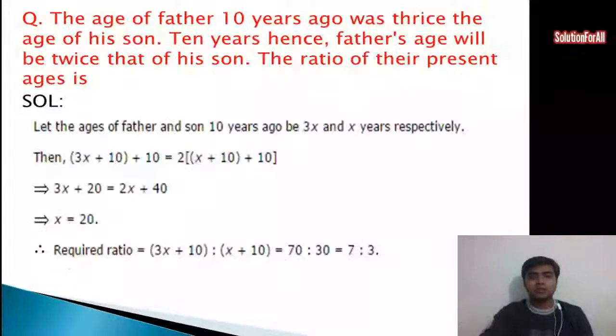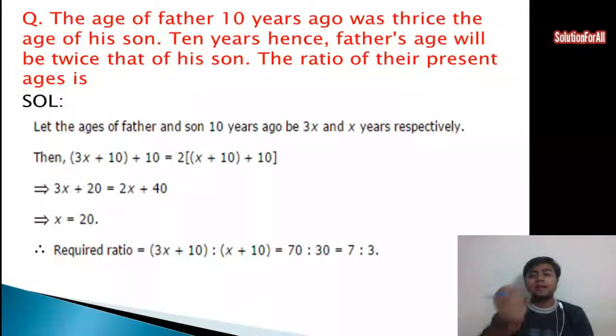So we'll proceed to the next question. The age of father 10 years ago was thrice the age of his son. 10 years hence father's age will be twice that of his son. Ratio of their present ages is? Again, everything is revolving around the son. The question is about the father. So I'll take the ages of father and son.